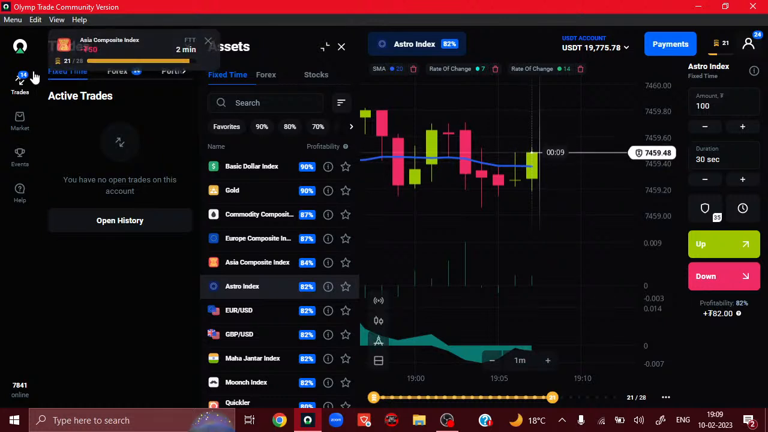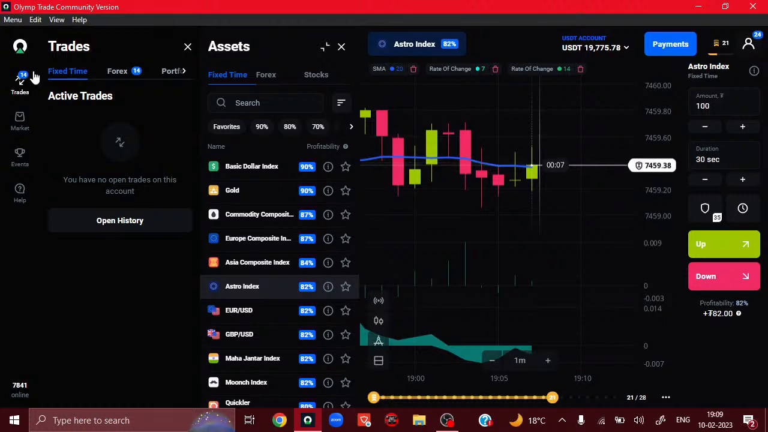As a beginner, you should first of all try to learn the basics of candlestick psychology. Yes, price action, focus on price action more.